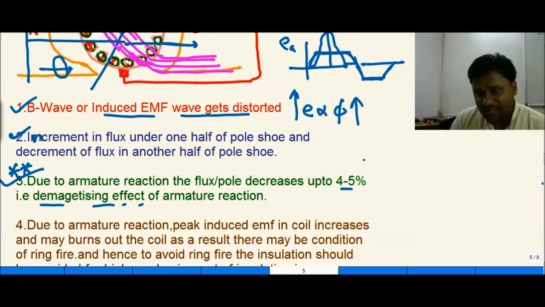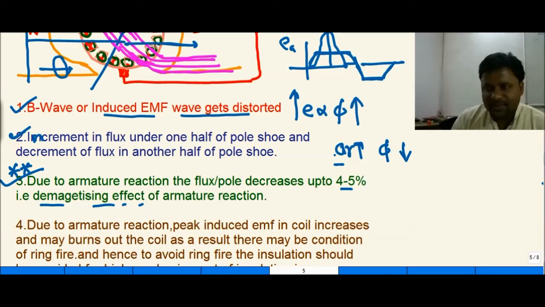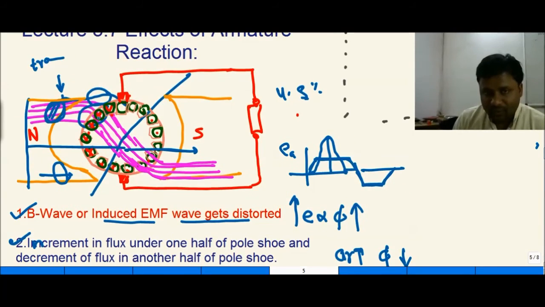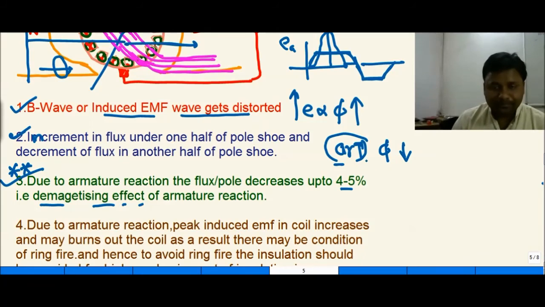As the armature reaction increases, the flux decreases. The armature reaction is basically due to the current: when the load increases, the current increases. When the current increases, the armature flux increases, and then the armature reaction increases. So armature reaction increases when the current increases, and if the armature reaction is there, the resultant flux decreases.